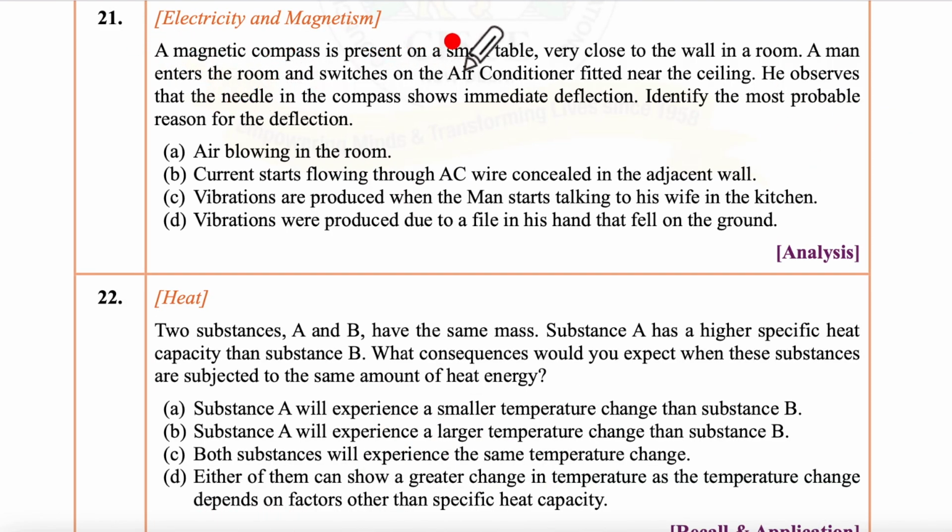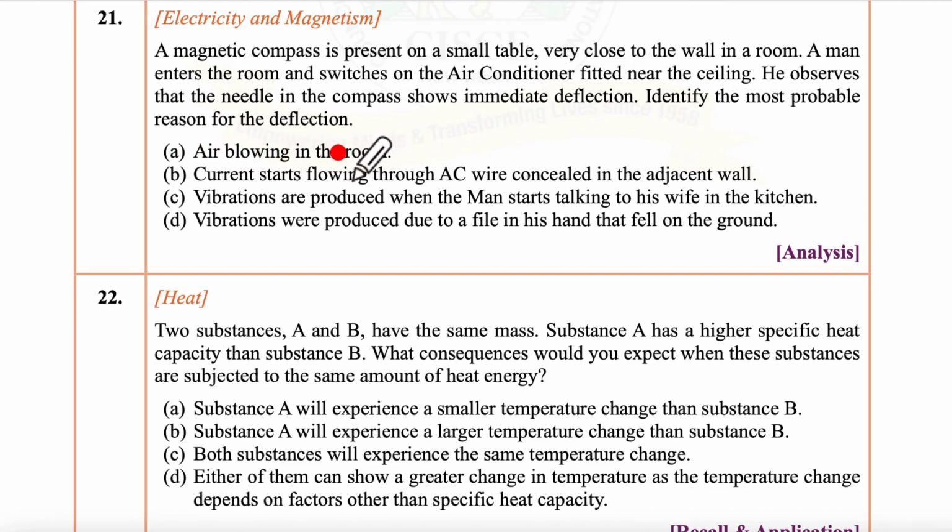Question 21. A magnetic compass is present on a small table very close to the wall in the room. A man enters the room and switches on the air conditioner fitted near the ceiling. He observes that the needle in the compass shows immediate deflection. Identify the most probable reason for the deflection.